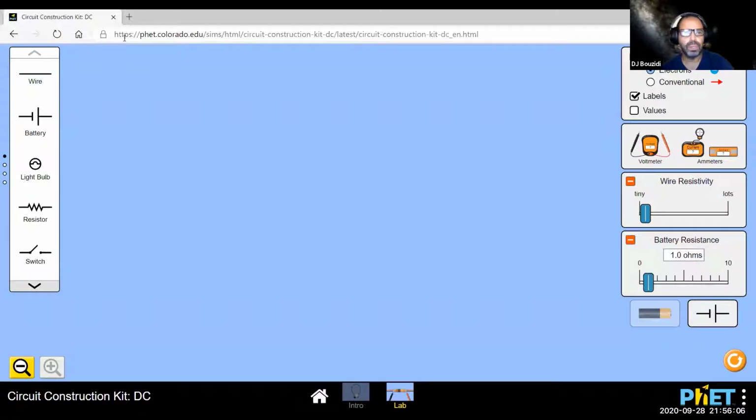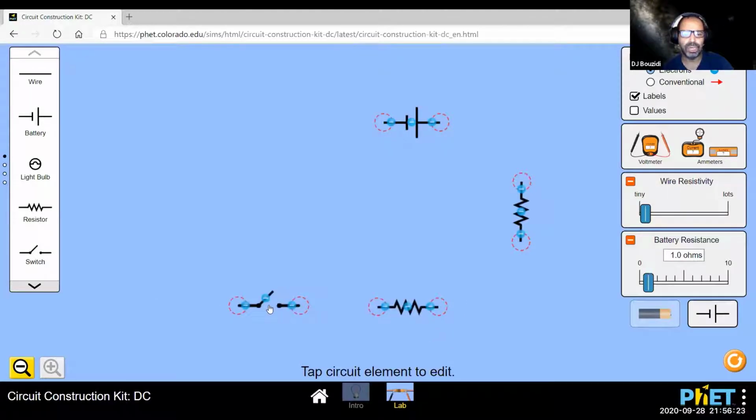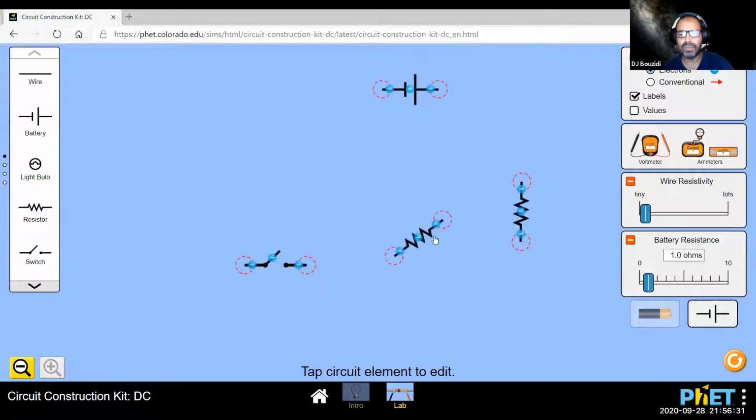So I need a battery. I'm going to grab the battery and put it in here. I would need a resistor. I'm going to turn it around, in here. Make it vertical a little bit. And then I need another resistor. I need a switch. Let's put this thing a little bit higher, because I need that voltmeter. So let's put this one a little bit higher. This one actually needs to be higher.